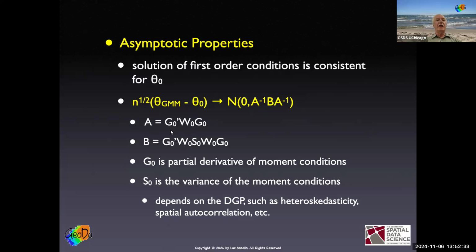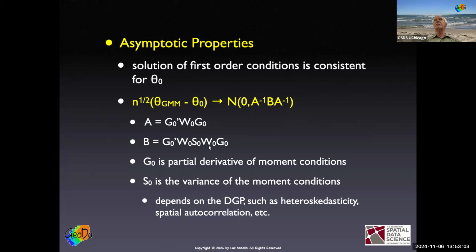With G and the weights, we get A and B. Okay. And if we knew the variance of the moment conditions, what would we set W to? So S is the variance of the moment conditions. We multiply S by the weights before and after.